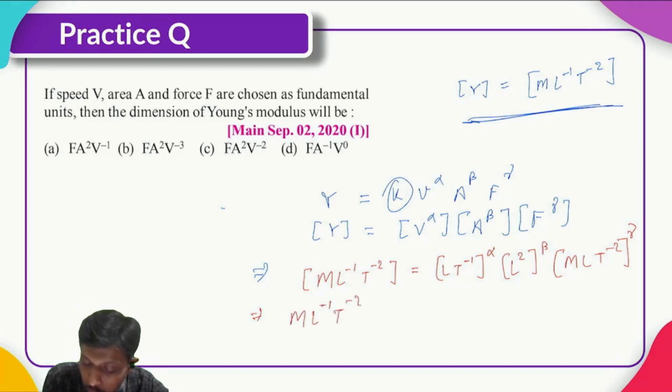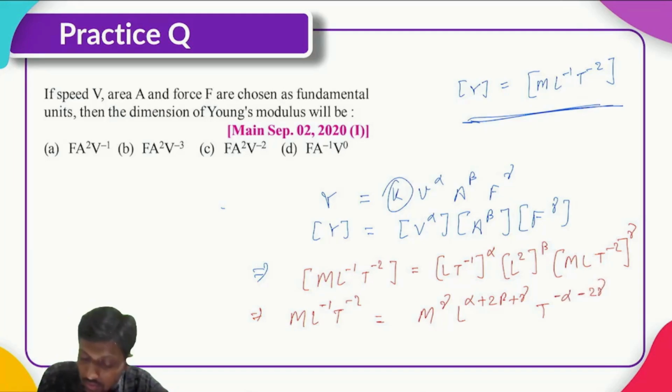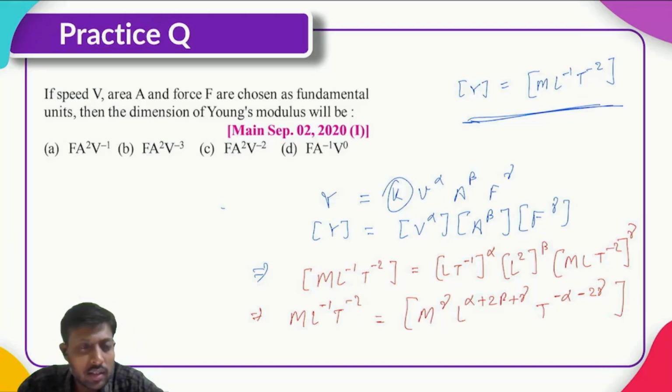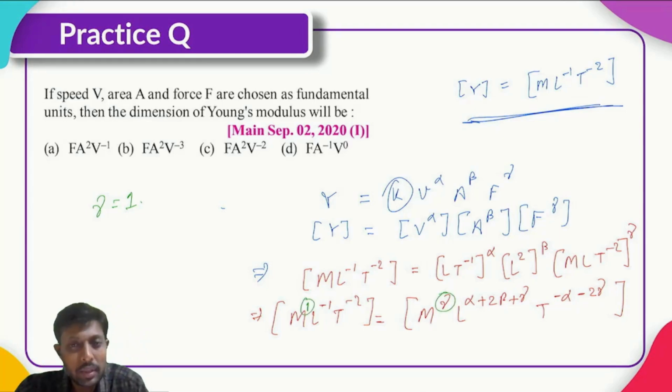ML^-1T^-2, this is equal to, let's see what is M raised to on this side. M is raised to gamma. What about L? It's alpha plus 2 beta plus gamma. What can you say about T though? It's minus alpha minus 2 gamma. That's what T is. So we have 3 equations and 3 unknowns, alpha, beta, gamma. We can find their values. Directly by looking at this, I can say that gamma must be equal to 1. Why? Because M is raised to the power this. So gamma must be 1.